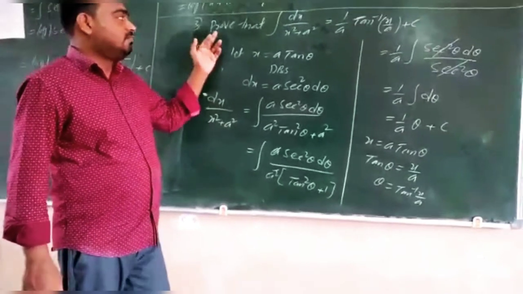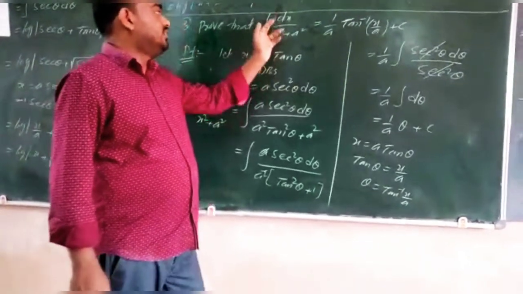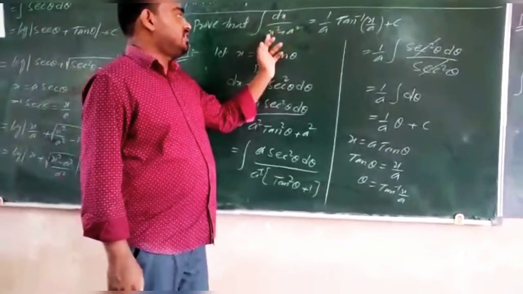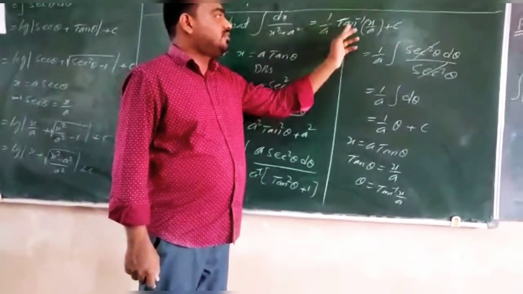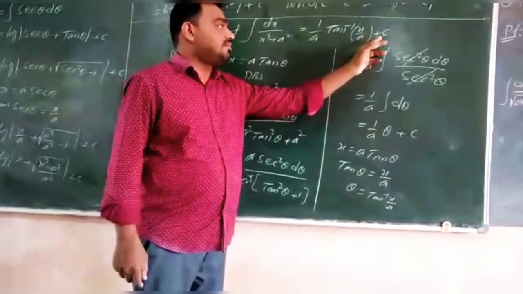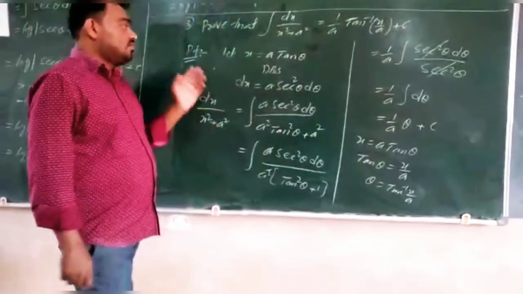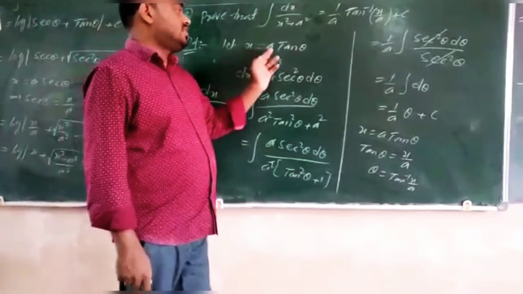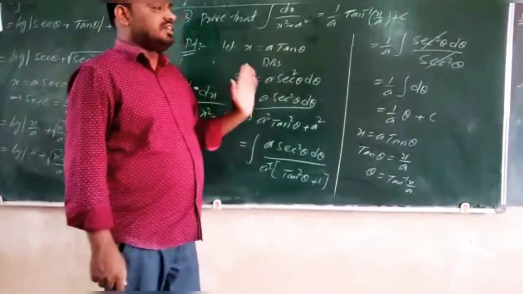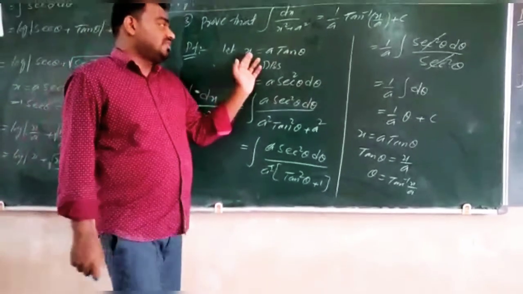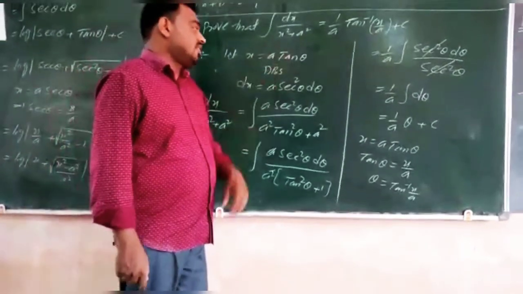Third one, prove that integration dx by x square plus a square is equal to 1 by a into tan inverse of x by a plus c. Proof: let x equal a tan theta. Otherwise, x equals a cot theta, also we are getting an answer. So I am assuming here x is equal to a tan theta only.